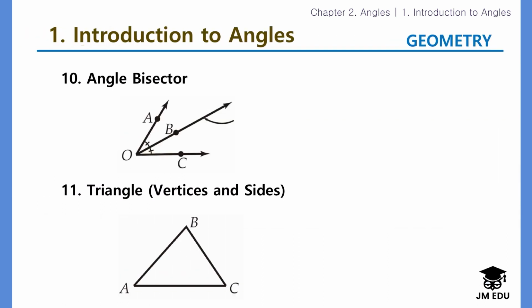Number 10, angle bisector. An angle bisector could be a line, ray, or segment which cuts an angle into two equal parts. So this is our angle bisector. That's an angle bisector.